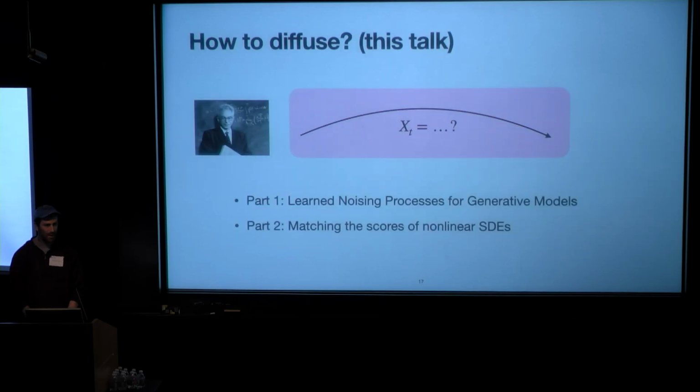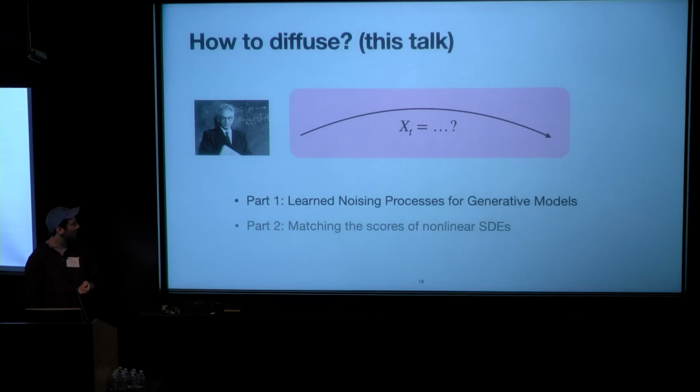OK, so for the 2 topics, first is extending these choices of noising processes from these fixed alphas and sigmas or fixed SDE we saw to things that you can actually parameterize and learn together with the generative model. And in the second part, we'll be talking about how to use the same sort of objectives that people use for training diffusion models to approximate the scores of other types of SDEs that are not taken as noising processes for generative models, but that are just interesting in their own right.